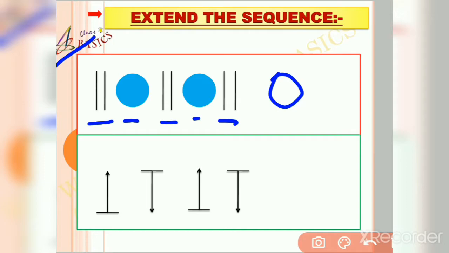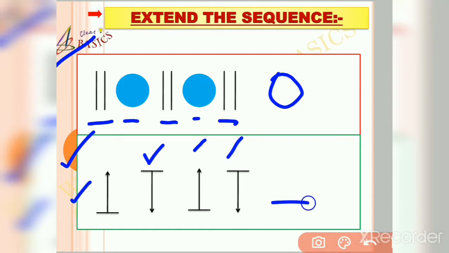Next we can see there is a series of upside arrow and downside arrow. Upside arrow, downside arrow, upside arrow, then downside arrow. So what will come next? Yes, you are correct. The answer of the given sequence is upside arrow and then downside arrow.